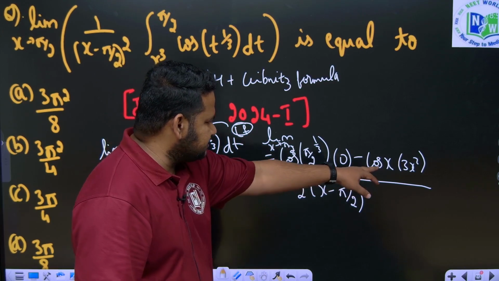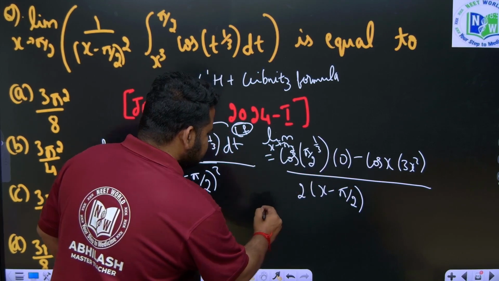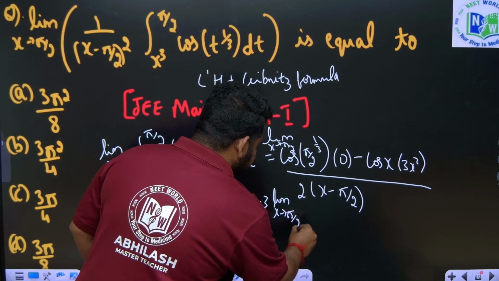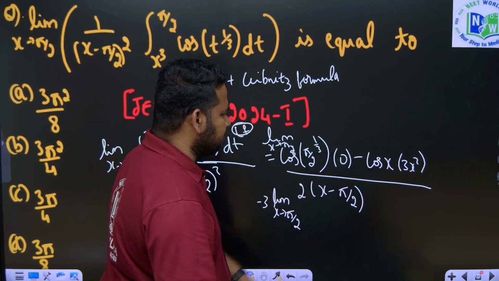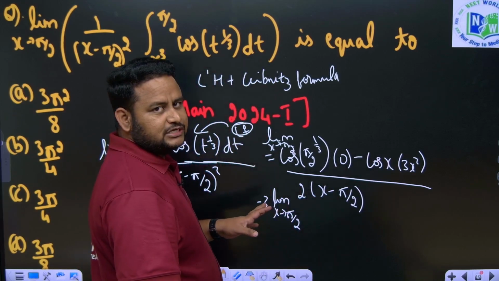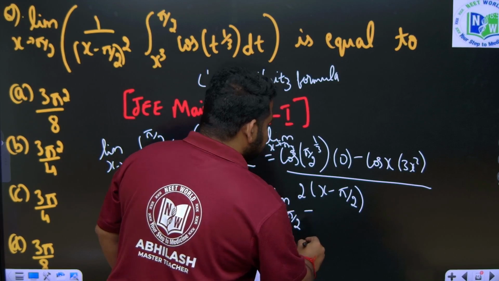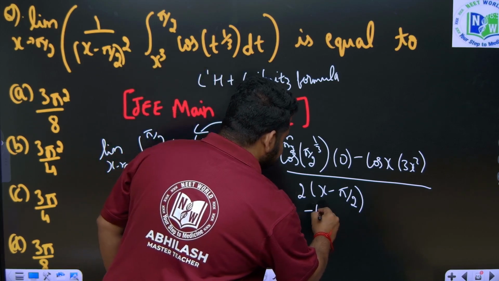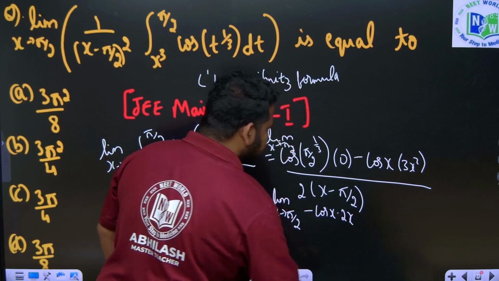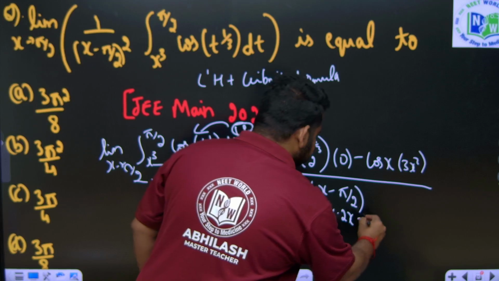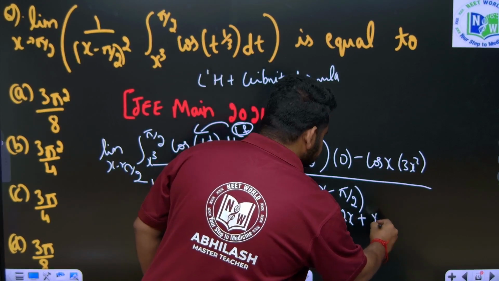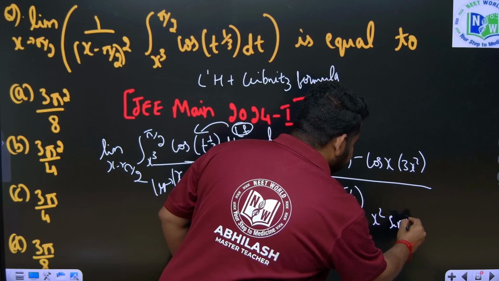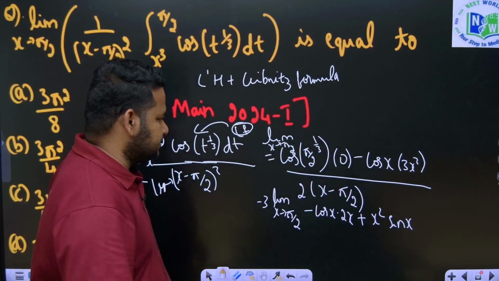So this will become 0. If I take 3 outside, this will become minus 3 into limit as x tends to pi by 2. If I apply LH rule again, so this will be what? Cos x into x square will be there, so I should apply product rule. Cos x into x square, if I apply LH rule, it will be minus cos x into 2x, and x square I will keep as it is, and derivative of cos x is minus sin x. So minus into minus will become plus, x square sin x.